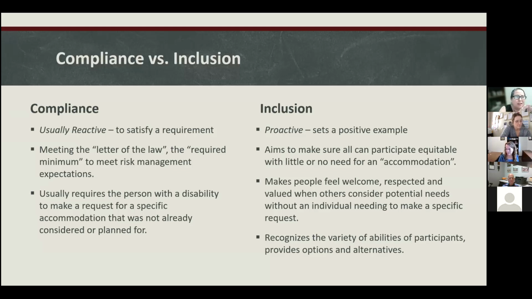What we really want you to think about is inclusion. How do we be proactive? How do we set an example? How do we make sure everybody could potentially participate with little or no accommodation and make people feel welcome, respected, and consider what their needs are without them having to ask? And you're recognizing that people are going to have different abilities who are going to participate in your activities.